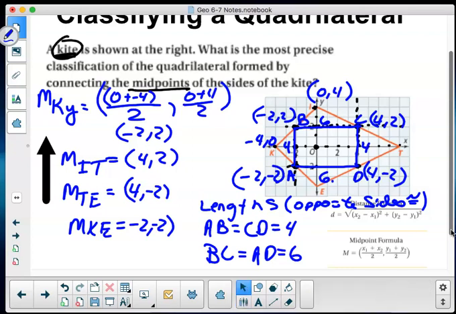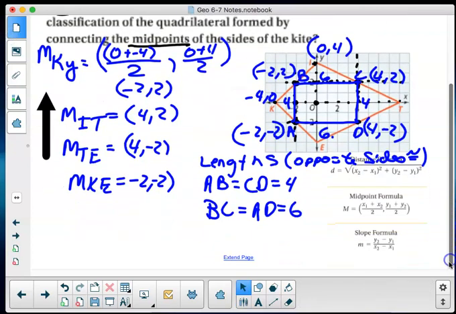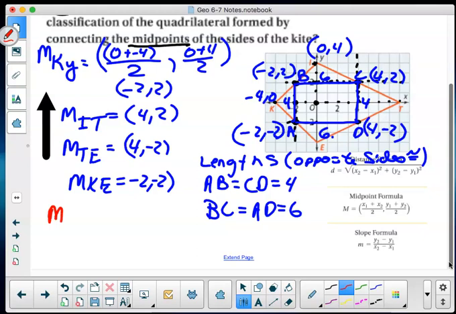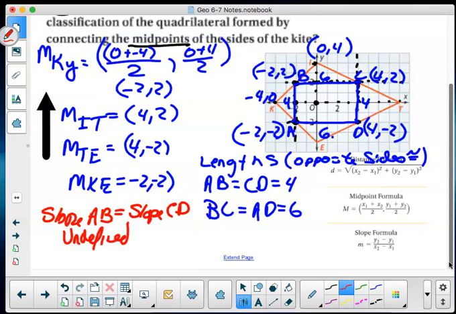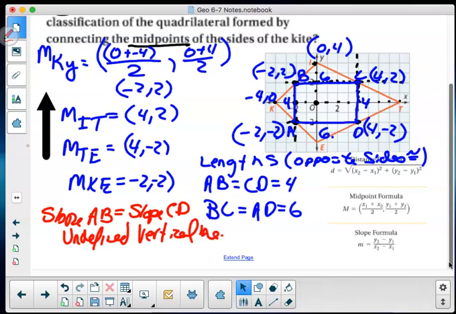Now I've got some folks saying, boom, boom, boom, it's a rectangle. It's a rectangle. Okay. Well, here's the thing. I know that my slope, and I've got midpoint in here and slope. So we're going to call this slope of AB, and my slope of CD are both undefined. Okay, vertical line.